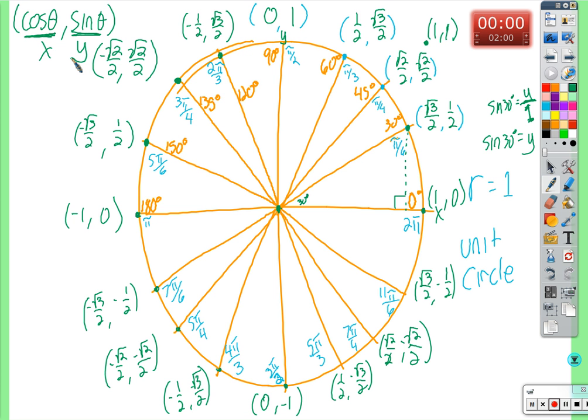What's the sine? What's the sine of 4 pi/3? Negative square root of 3 over 2. You go to 4 pi over 3, there it is right there. And the y value is the sine.